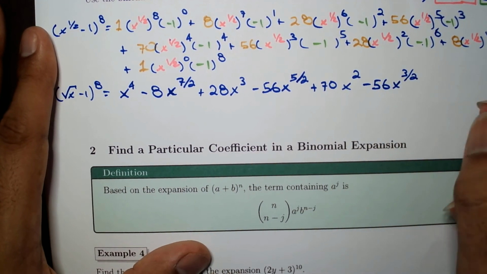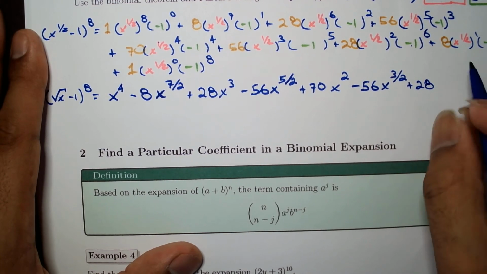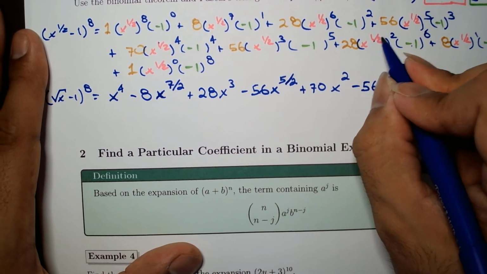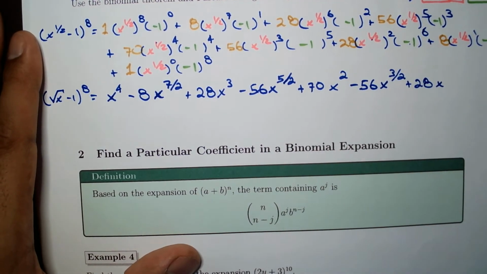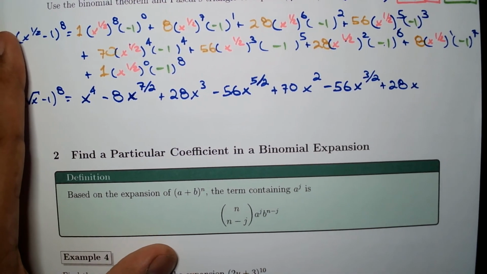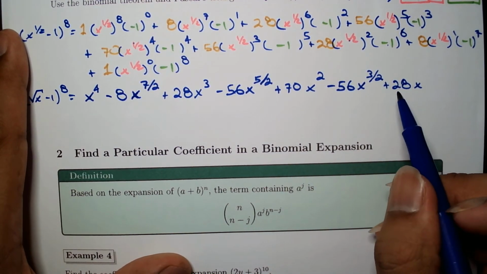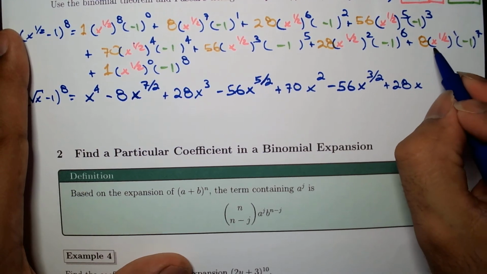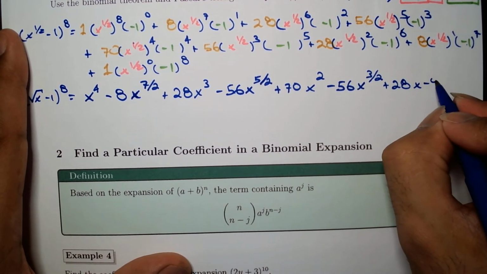Negative 1 to the 6th, that's positive 1. Positive 1 times 28, that's 28. x to the power of another power, 2 times a half, that's x to the first power. I'm not going to write that one, we don't need to. And then last but not least, oh no, we're not done yet. Negative 1 to the 7th power is negative 1 times 8, that's a negative 8.